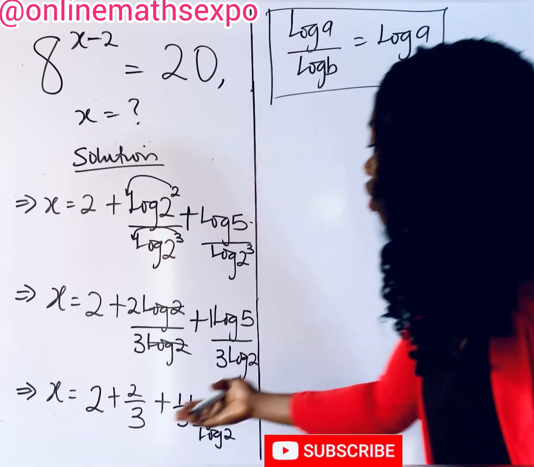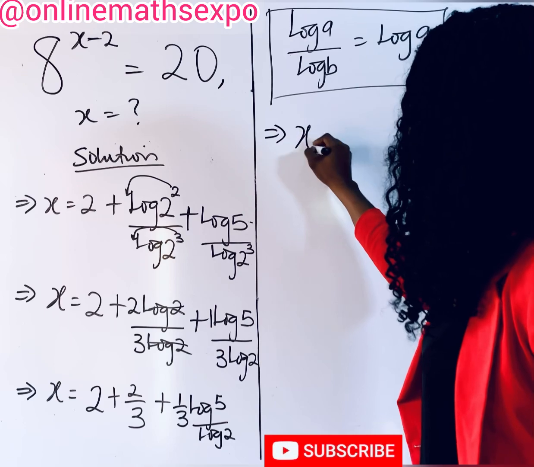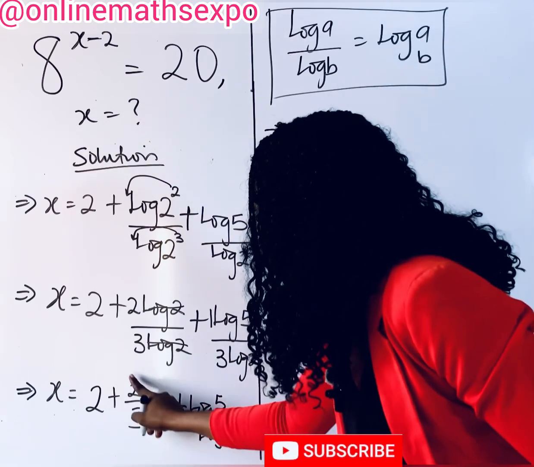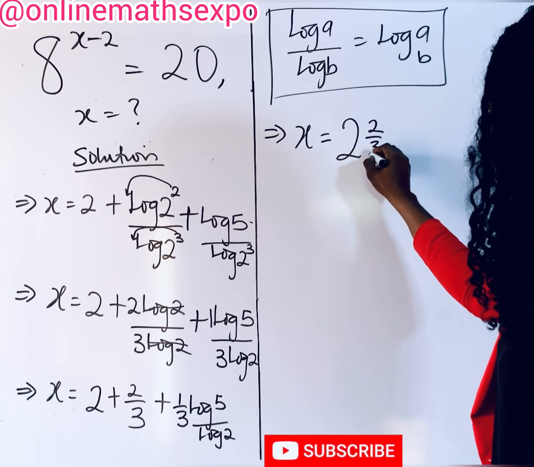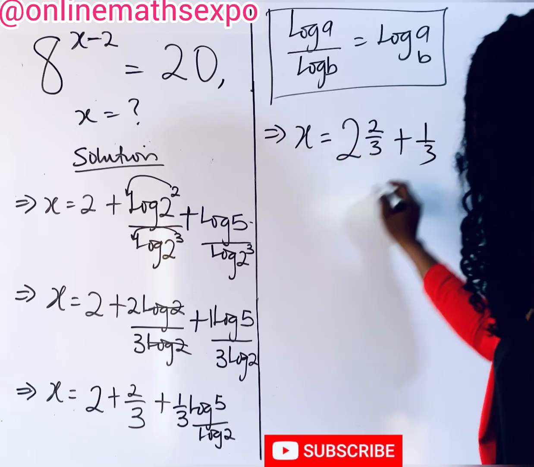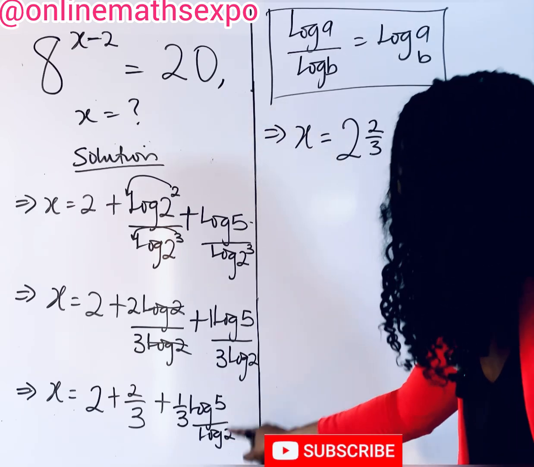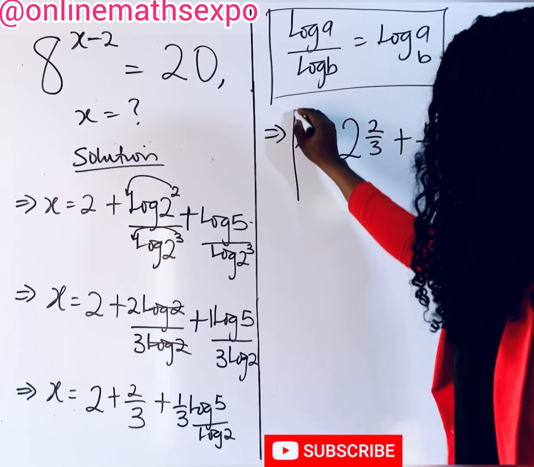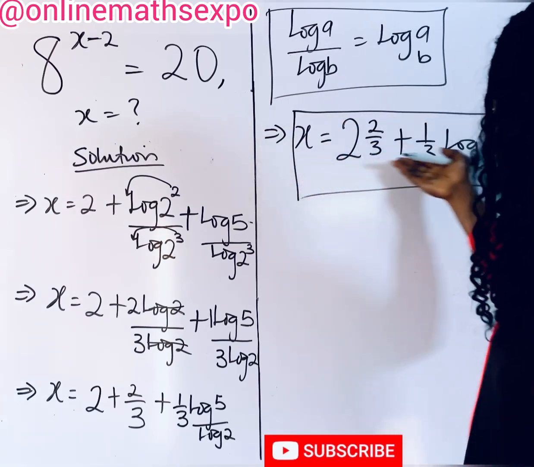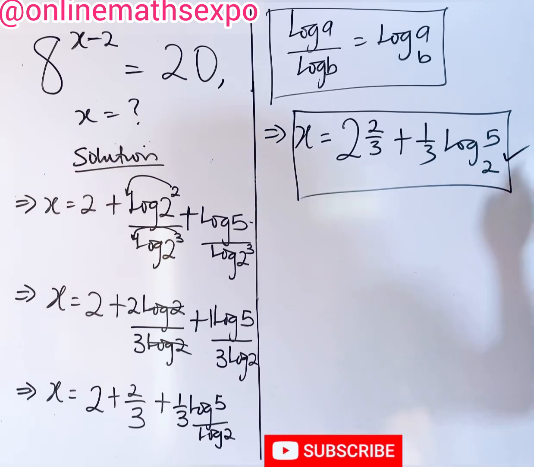Simplifying this, finally, we are going to have x is equal to 2 plus 2 third gives you 2 and 2 third, okay? Then plus 1 third of log of 5. Then this 2, according to this rule, becomes base 2. Did you see? So this gives us the value of x. You observe that this value is in the lowest form. So that is our answer.